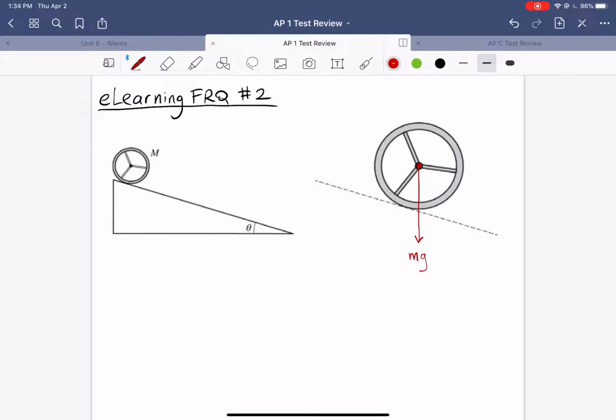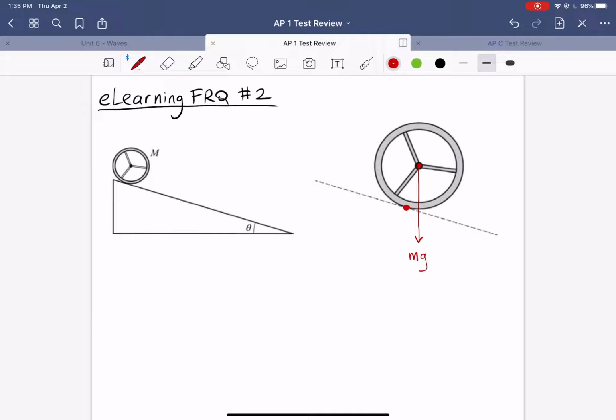The other two forces are going to be from the surface of the incline. Remember, after gravity, the only types of forces that are possible are contact forces. This wheel is only in contact with one object, which is the surface of the incline. So the additional forces acting on it are going to come from the point of contact with the surface, which is this point right here. So there's going to be two forces.